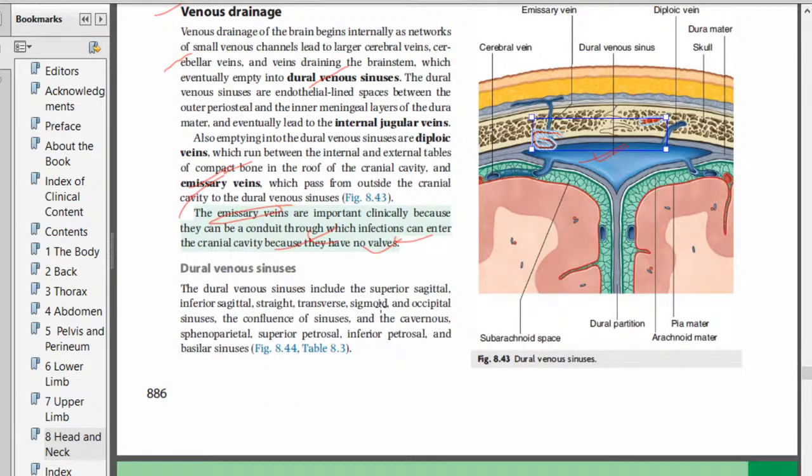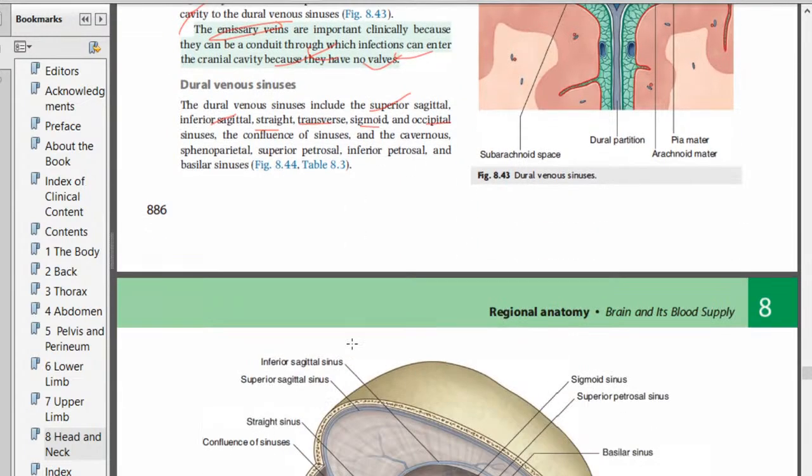The dural venous sinuses include the superior sagittal, inferior sagittal, straight, transverse, sigmoid, and occipital sinuses, the confluence of sinuses, and the cavernous, sphenoparietal, superior petrosal, inferior petrosal, and basilar sinus.